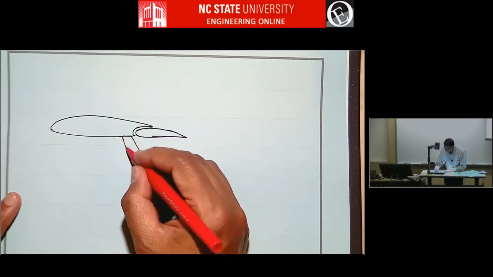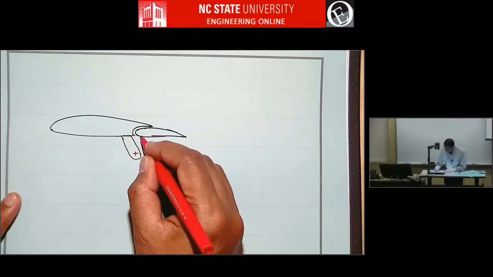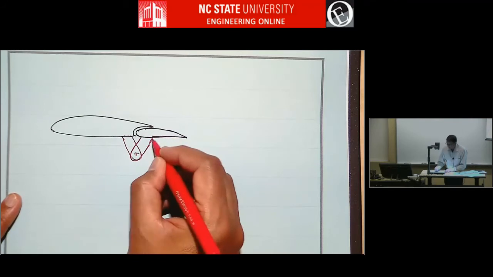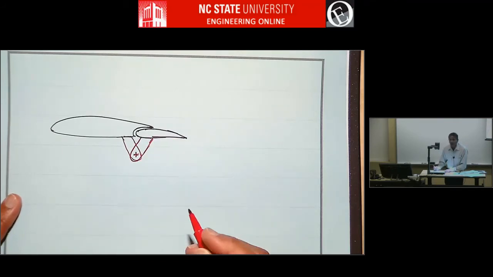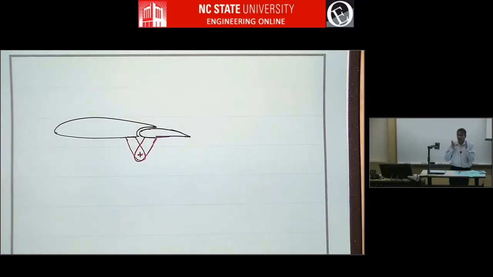connecting this to the main airfoil, and then this flap will have another one, and there will be a pivot point here. It's a simple hinge. Sometimes it's not a simple hinge. Sometimes you'll have tracks on which this flap will slide out, and then it will deflect at higher angles.